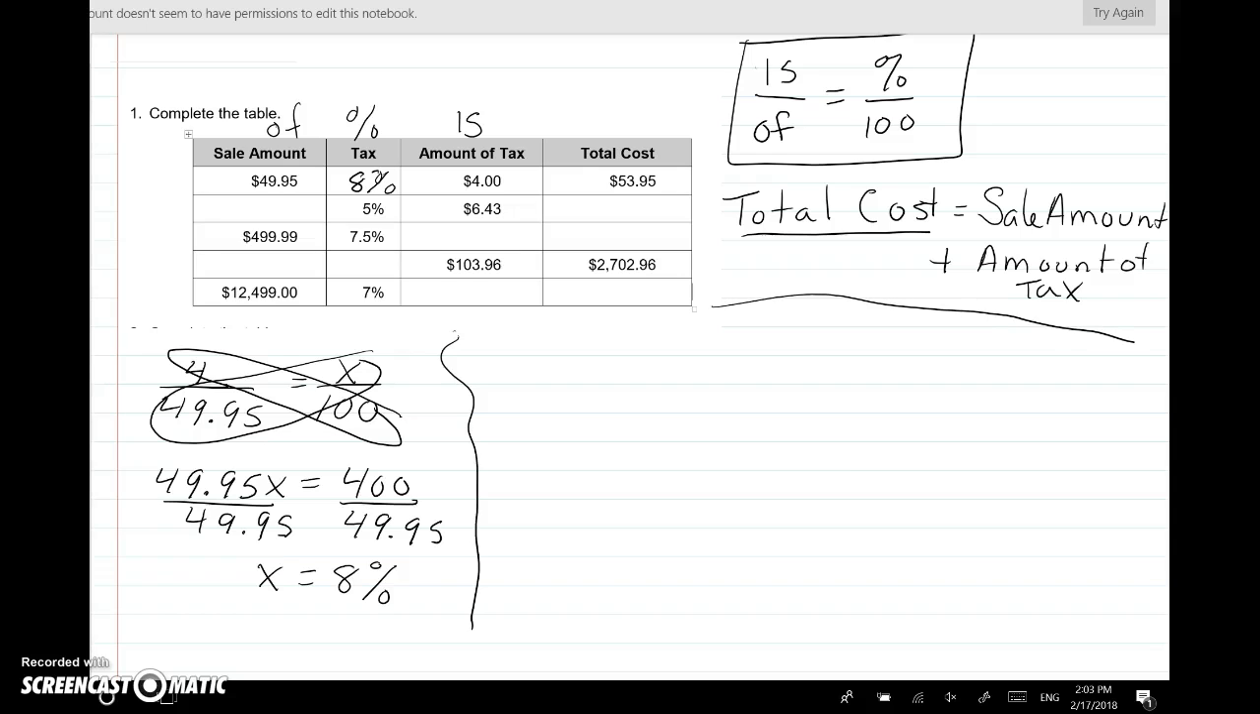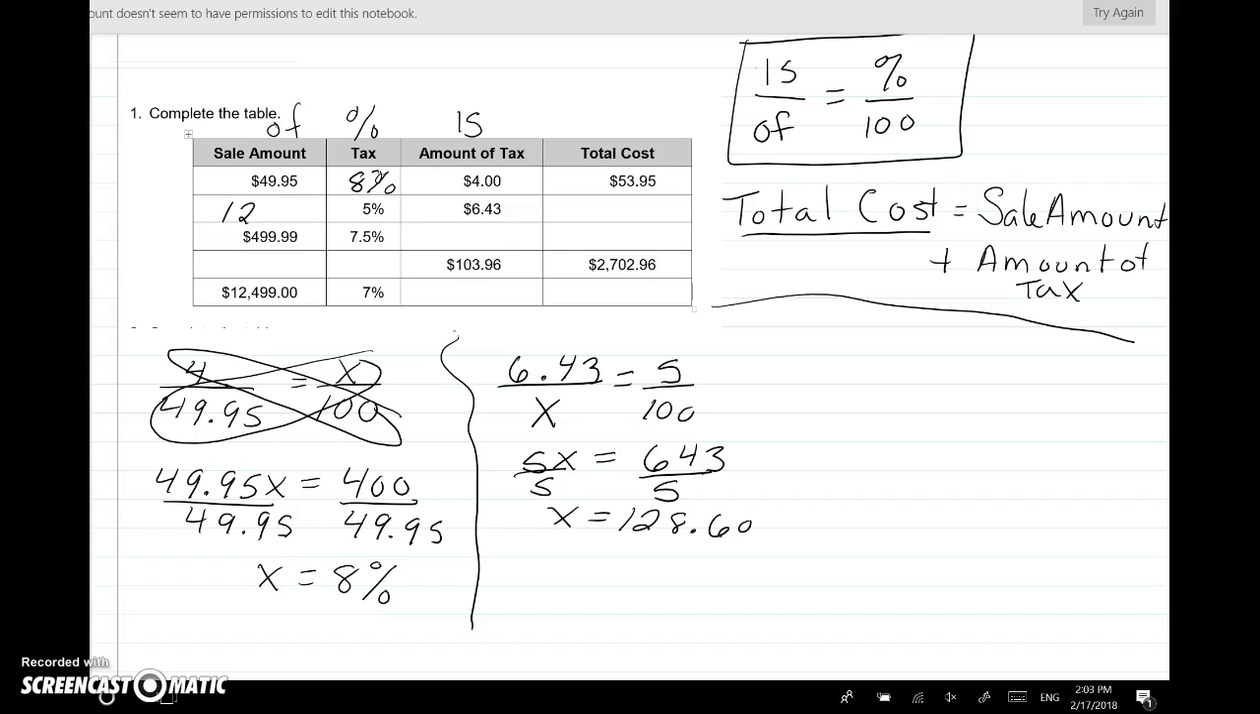Here I don't know my sale amount, so I don't know what my of is. But I know my is, $6.43 over, don't know the sale amount, don't know the of, equals 5 over 100, because my percent is 5%. I'm going to cross multiply. I have 5x equals 643. Divide both sides by 5. And we get that x equals 128.60.